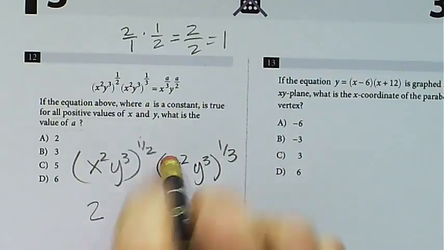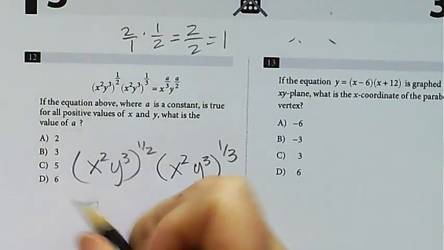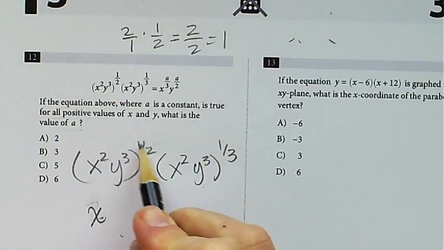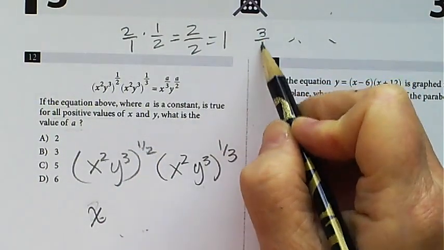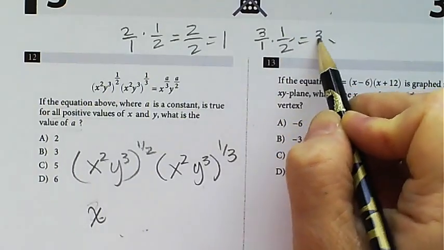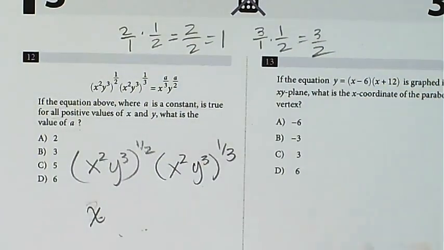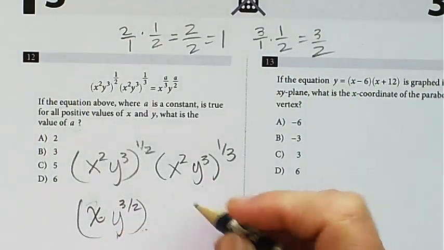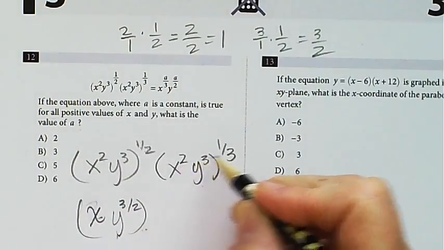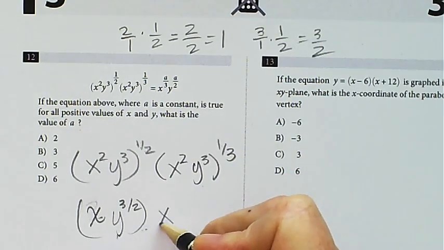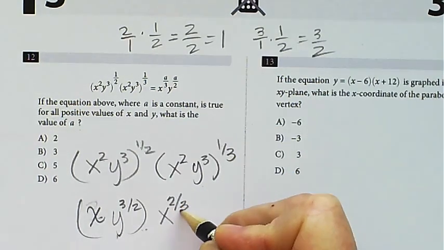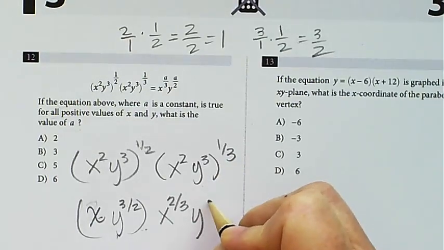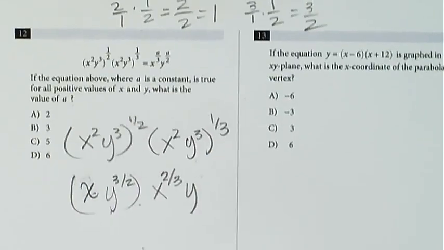So this is x to the first power. Y to the third raised to the 1/2. 3 over 1 times 1 over 2 is 3 over 2. So this is y to the 3 over 2. That's being multiplied by, let's do x squared raised to the 1/3. That would be x to the 2/3. Y to the third raised to the 1/3 would be y to the first power.